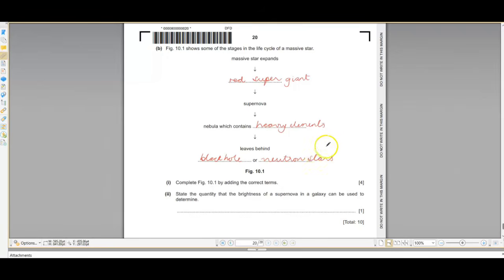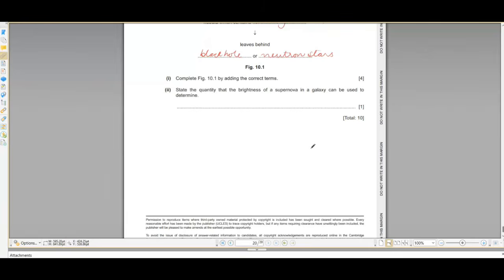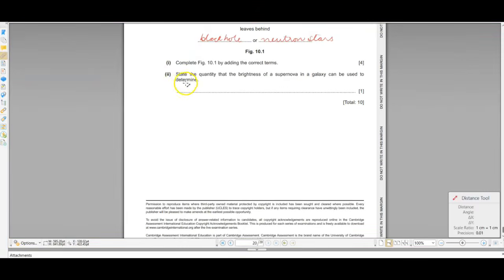Okay, so this was quite simple and straightforward. Complete figure 10.1 by adding the correct terms that we have already done. State the quantity that the brightness of a supernova in a galaxy can be used to determine. Okay, it can be used to determine the distance of the galaxy from the Earth.